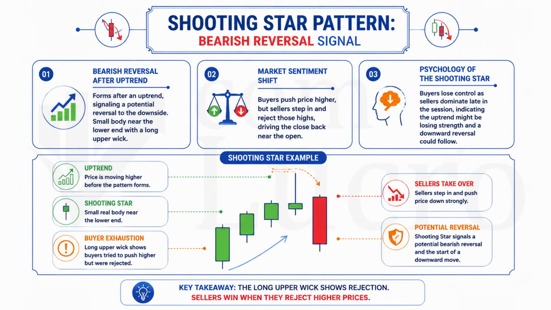Next, the shooting star, a bearish reversal pattern that appears after an uptrend. It has a small body with a long upper wick. Buyers pushed price higher, but sellers rejected those levels and forced a close near the open.